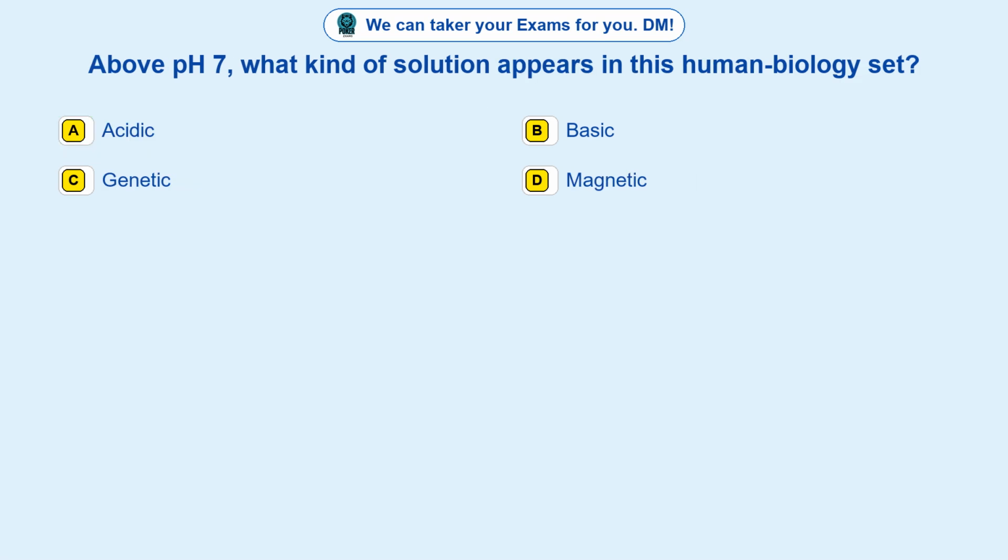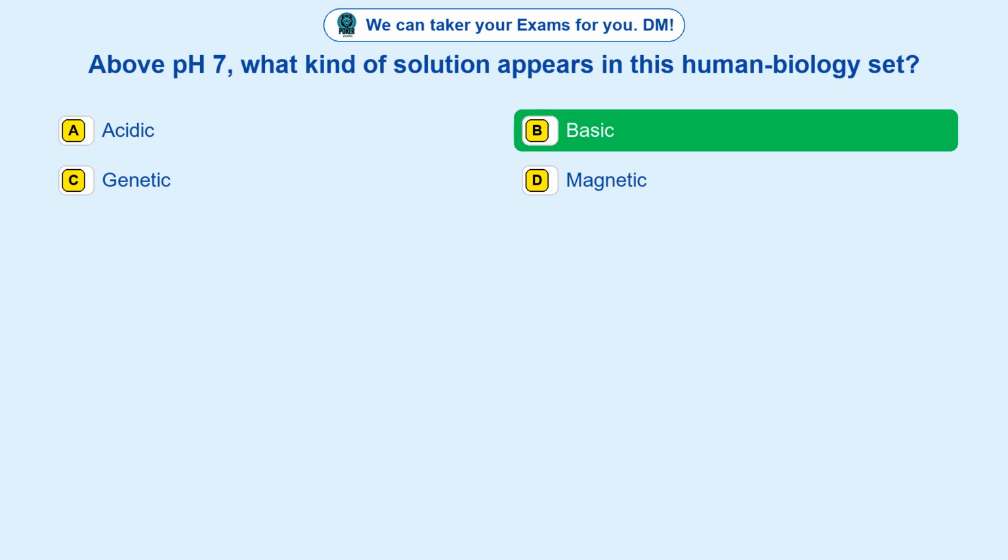Question 36. Above pH 7, what kind of solution appears in this human biology set? Option A, acidic. Option B, basic. Option C, genetic. Option D, magnetic. The correct answer is option B, basic.